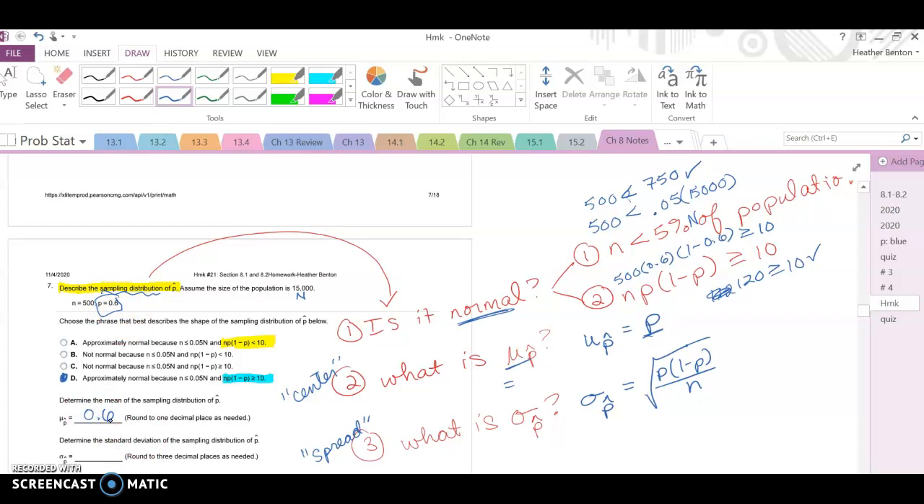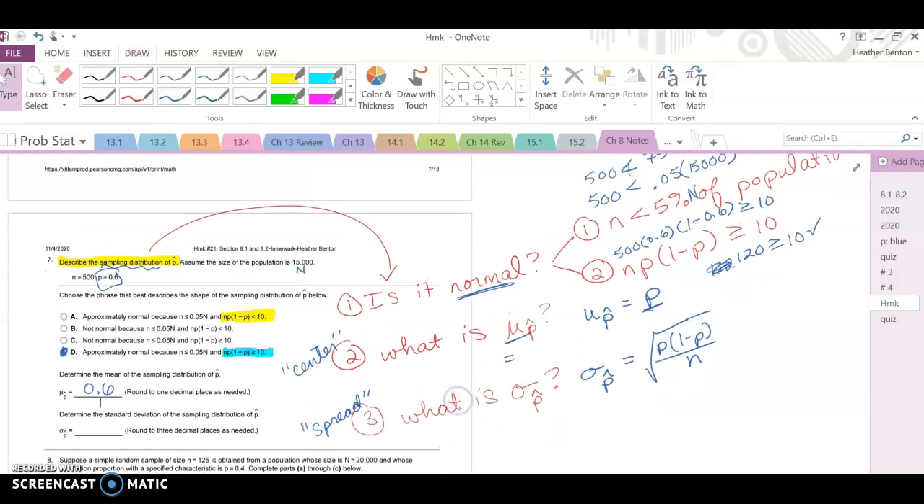And then lastly, they're asking for the standard deviation of p hat. So that is the square root of 0.6 times 1 minus 0.6 all over our little n, which is 500. So let's put that in our calculator. And that comes out to 0.0219. So that's approximately 0.022. So to the nearest 3 decimal places, that would be our answer on that one.